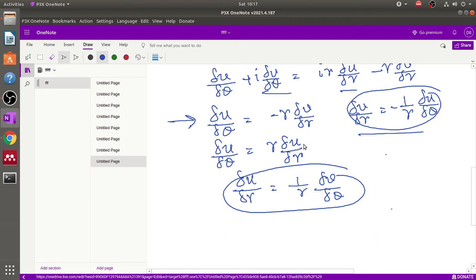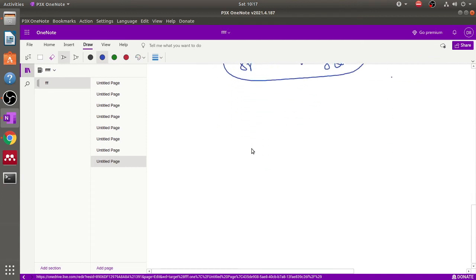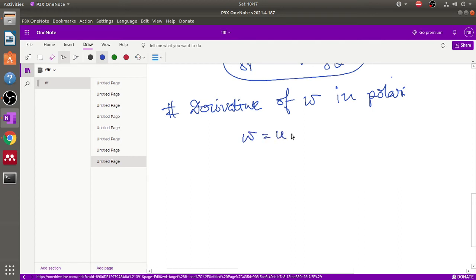And now we discuss the topic: derivative of W in polar form, in polar coordinates. We already know that W equals U plus iV. So now, what is the value of del W by del x? It is del u by del x plus i into del v by del x.